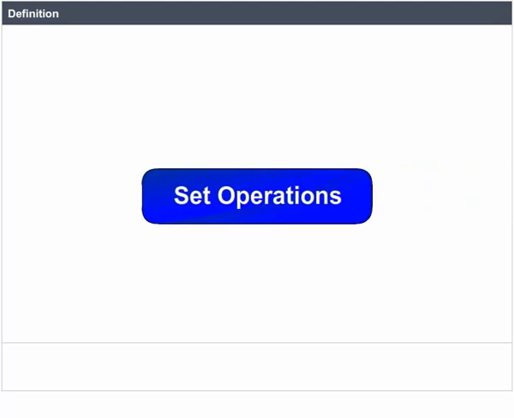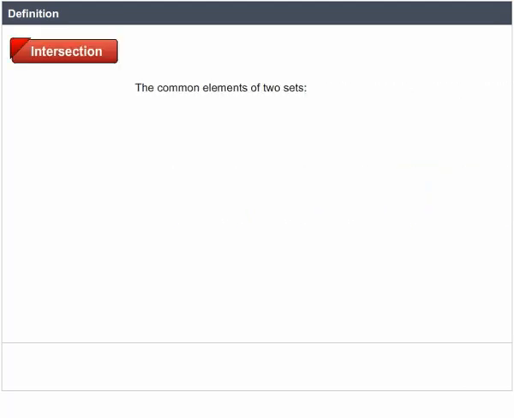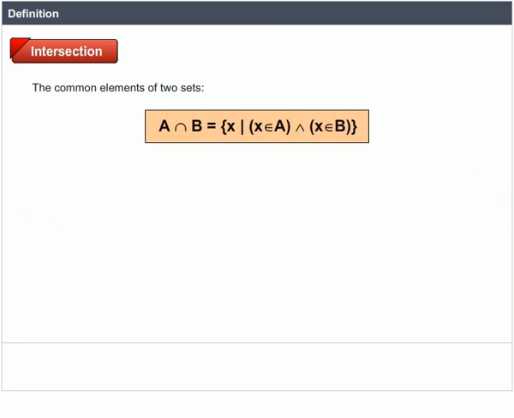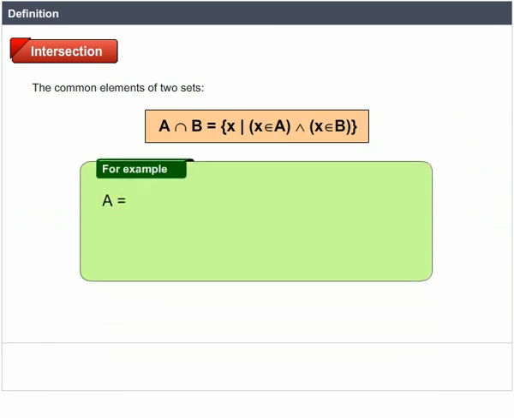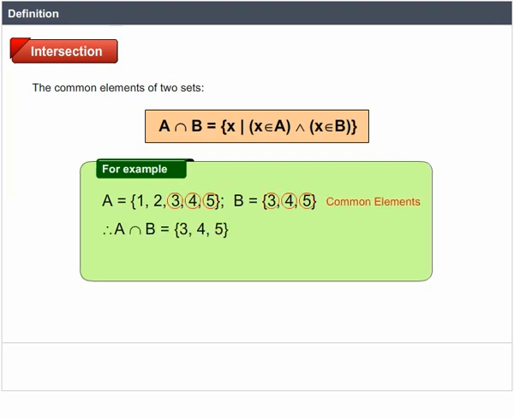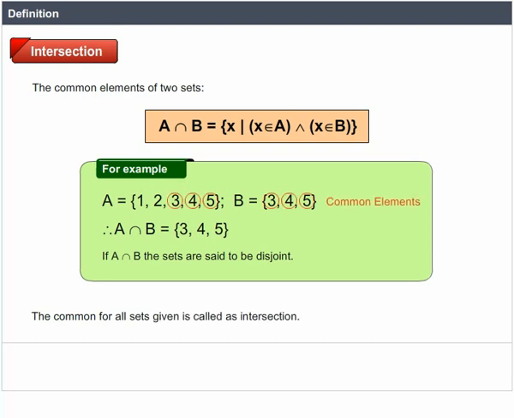Definition. Set operations. Intersection. The common elements of two sets: A intersection B equals {x such that x belongs to A and x belongs to B}. For example, A equals {1, 2, 3, 4, 5} and B equals {3, 4, 5}. Therefore, A intersection B equals {3, 4, 5}. If A intersection B is empty, the sets are said to be disjoint. The common elements for all the sets given is called the intersection.